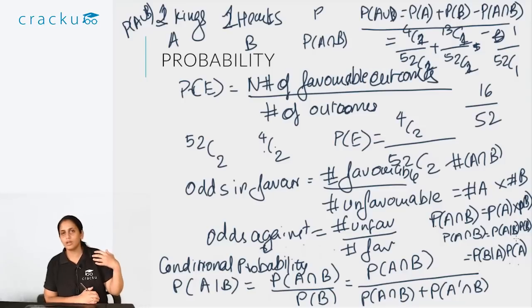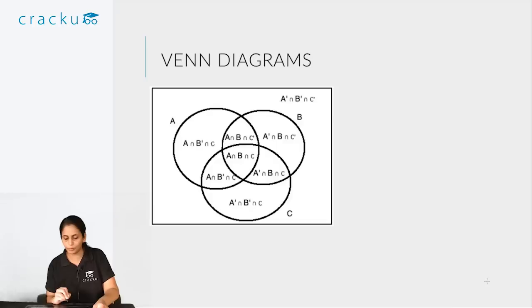Then you have to figure out what is the probability of A and B both occurring. Then you divide it by the probability of just B occurring, and then you get the probability of A occurring given B. So that is the basic concept of probability. Let's move on to the concept of Venn diagrams.